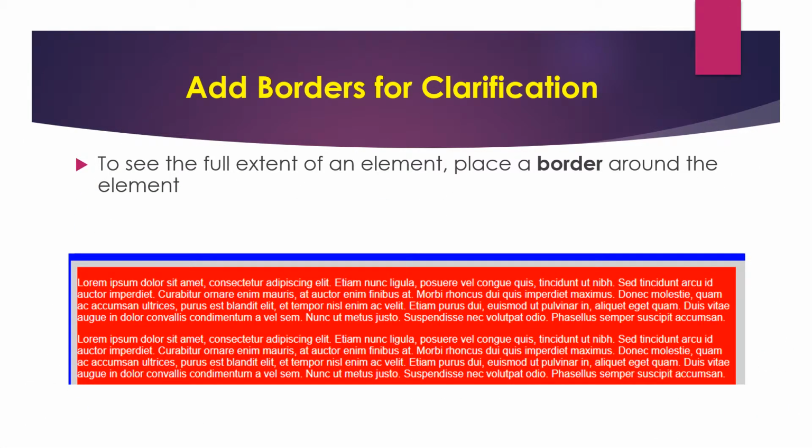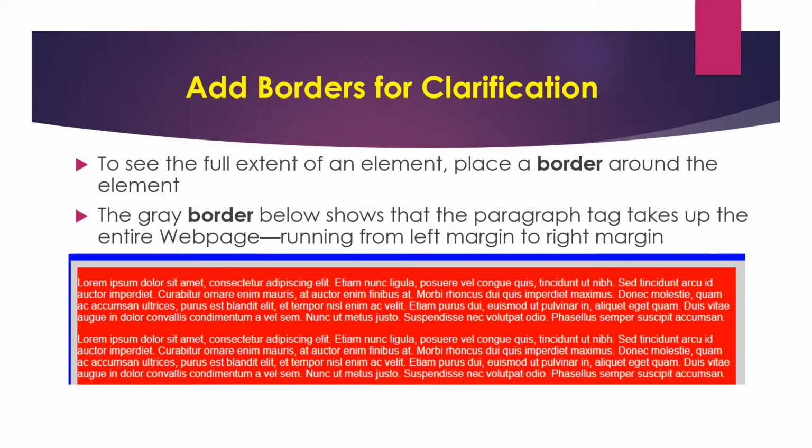If you want to see the full extent of an element, place a border around the element. It will then show you the width of that element. The gray border below shows that the paragraph tag takes up the entire web page running from left margin to right margin.